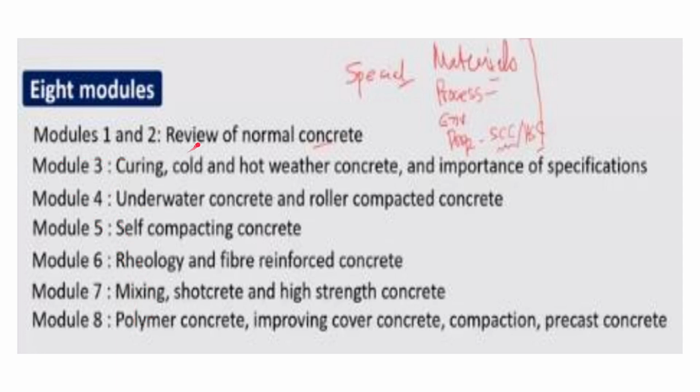The first and the second module basically had a review of the normal concrete. In the third module, we studied curing, cold and hot weather concrete and its important specifications. In the fourth module, we studied underwater concrete and roller compacted concrete. In the fifth module, it was mainly about self-compacting concrete. In the sixth module, we dived into rheology and fiber reinforced concrete. Mixing, shotcrete and high strength concrete were studied in the seventh module, and today we talked about polymer concrete, cover concrete improvement, compaction, and precast concrete.